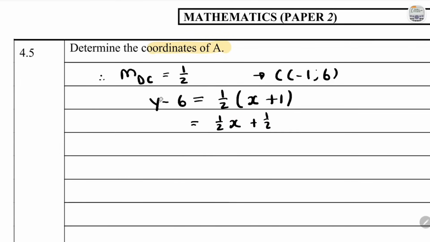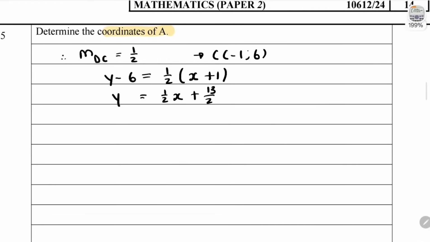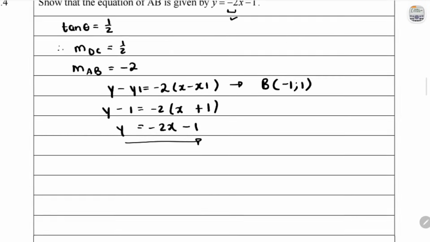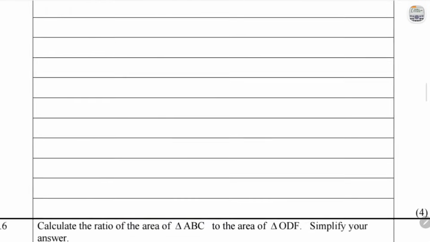And then that comes over and becomes plus 6. A half plus 6 is, you can just multiply the denominators. That is 12 plus 1, 13. So that's y equals a half x plus 13 over 2. That is the equation of DC. Then, to find their point of intersection, we're going to equate the equation of DC with the equation of AB. So the equation of AB is -2x minus 1.